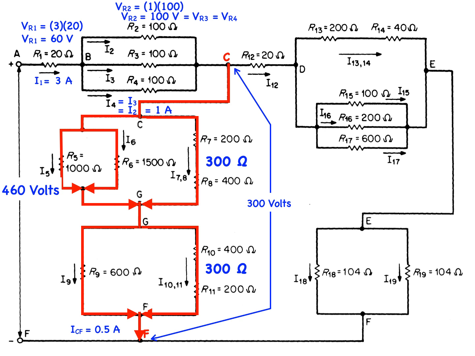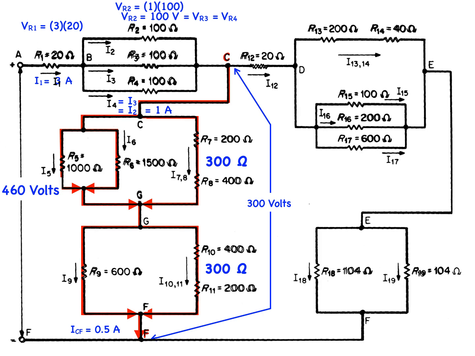Since we know that VCF is 300 volts and the resistance from C to F is made up of 300 ohms C to G and 300 ohms G to F, then the voltage will be split in half, 150 volts C to G and 150 volts G to F. That means the voltage drop across R5, R6, and R9 is equal to 150 volts. We can now use Ohm's law to calculate the current through these resistors.